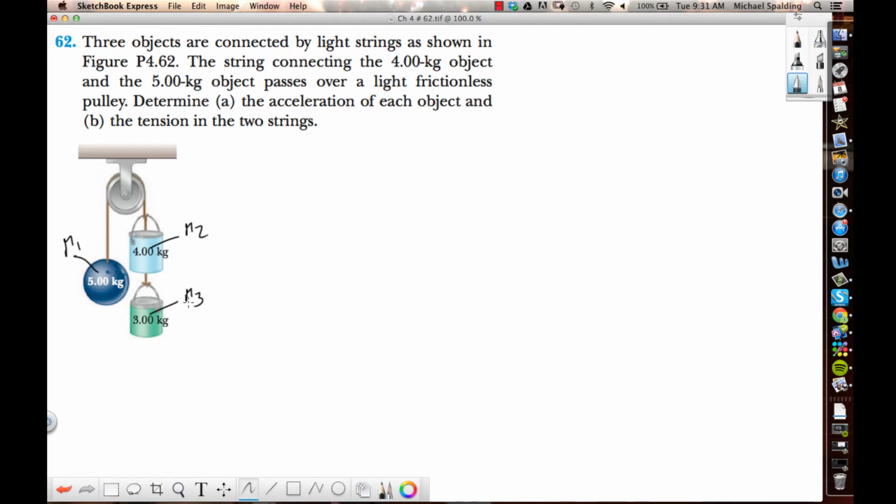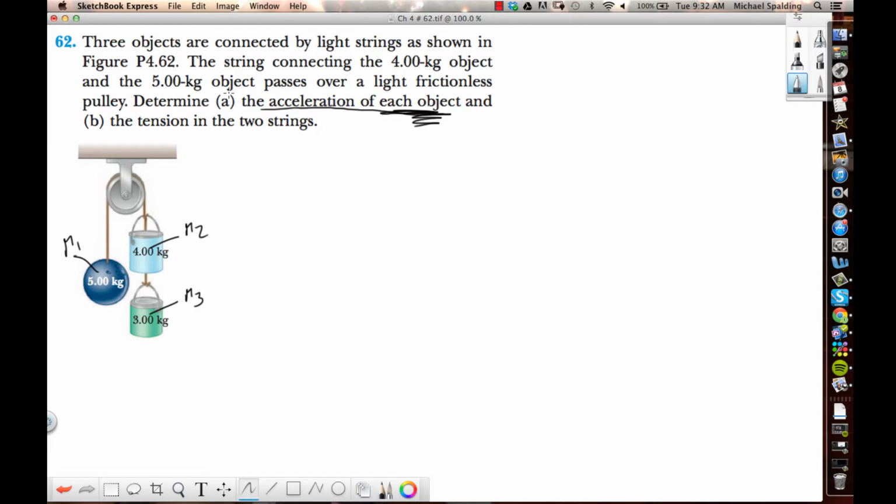Now, here's what they want. They want us to find the acceleration of each object. Doesn't that kind of make it sound as if each object has its own acceleration? A little bit. Guess what? All three objects are connected by a string, so what must be true about their accelerations? They're the same. All three of these guys have the same acceleration. So let's focus on A first. Find the acceleration of all three.